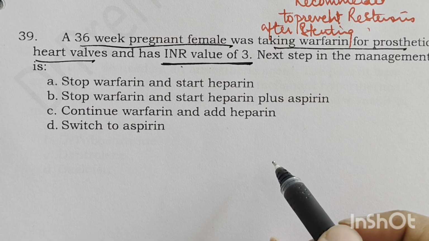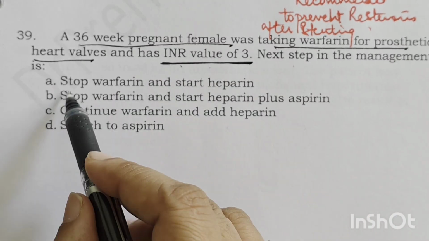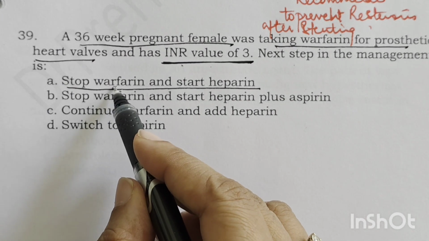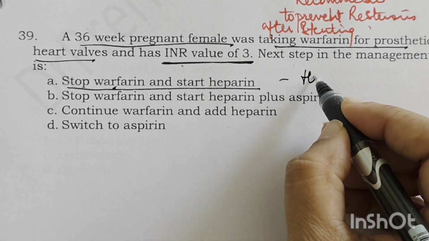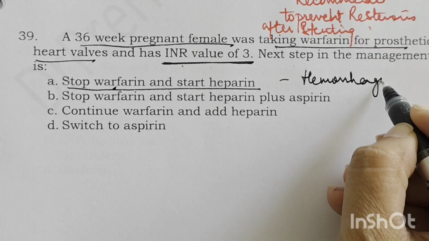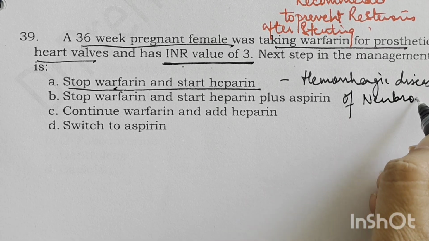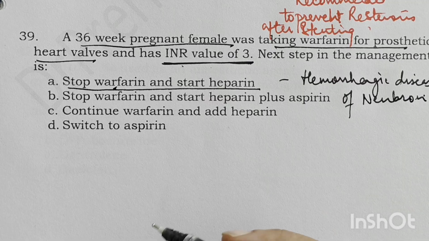So in pregnancy, the INR value is also high, and she has a prosthetic heart valve, so stop warfarin and start heparin. Otherwise it will increase the risk of vitamin K deficiency and it will result in hemorrhagic disease of the newborn. So warfarin has to be stopped at term and heparin has to be started. So it should be replaced.